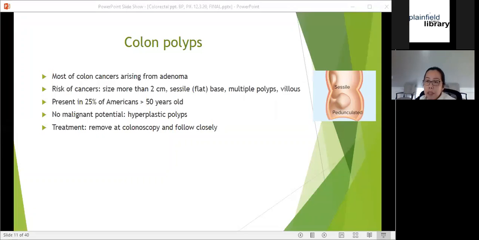This little picture on the right side shows sessile polyps and pedunculated polyps. Obviously, pedunculated polyps are easy to remove. However, sessile polyps are much harder to remove completely, which corresponds to an increased risk of colorectal cancer. Next.